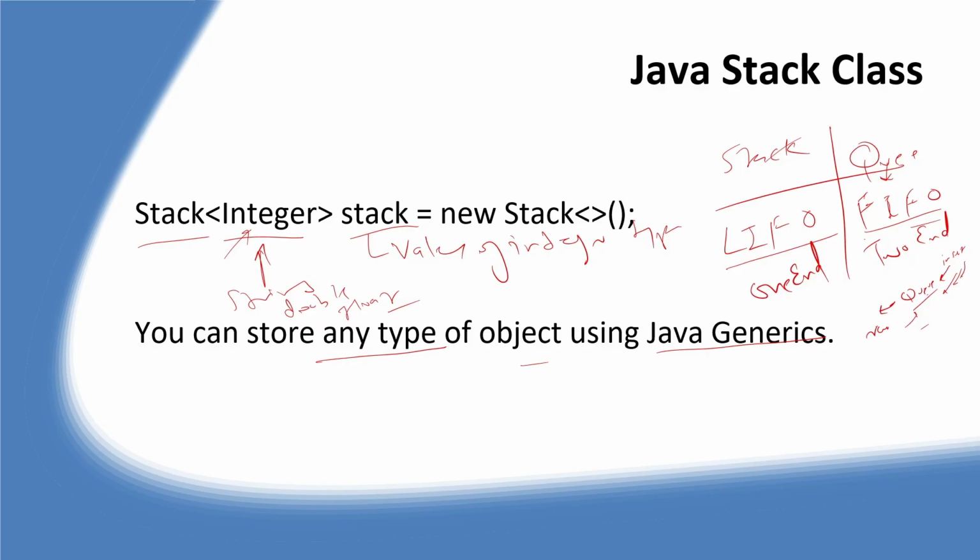So a stack follows the LIFO principle, while a queue follows the FIFO principle. FIFO means first in, first out. In a stack, insertion and deletion happen at the same end. It has only one end. Whereas in a queue, they happen at opposite ends.